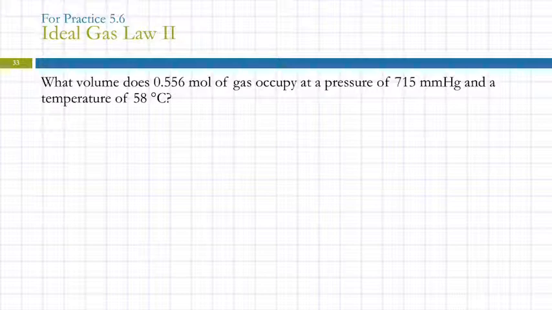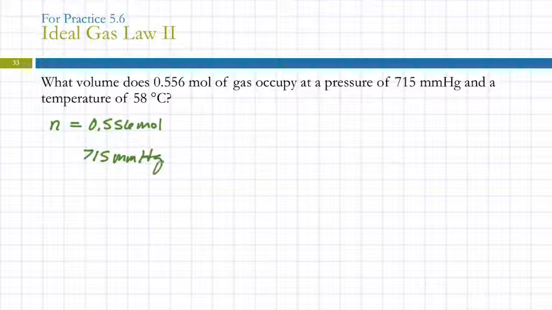So I've got 0.556 moles, and I say, well, what variable represents that? Well, that's n for number of moles. And then I've got 715 millimeters of mercury, and it says pressure of, so that's the pressure, and then a temperature of 58 degrees Celsius. I am trying to find the volume. What volume?